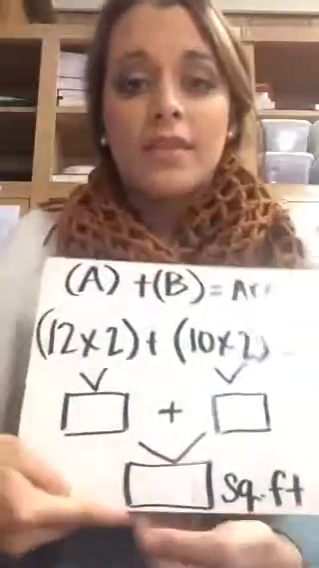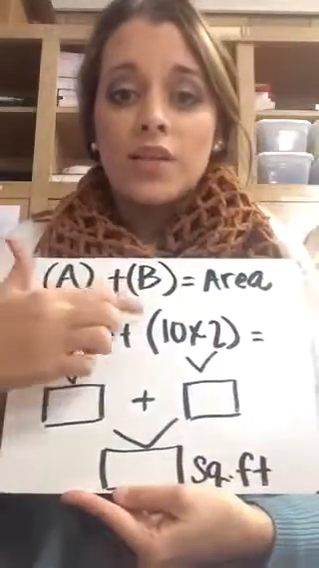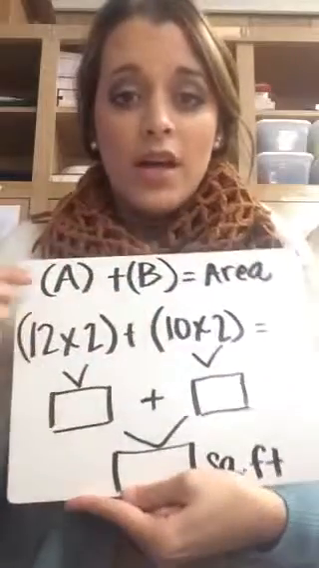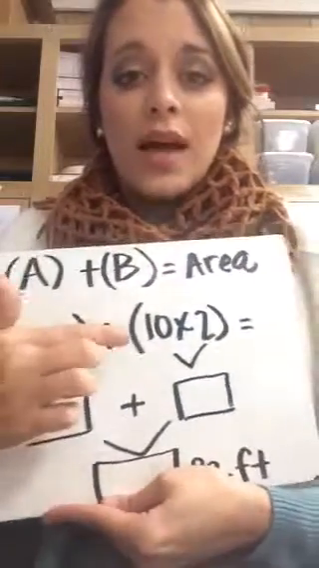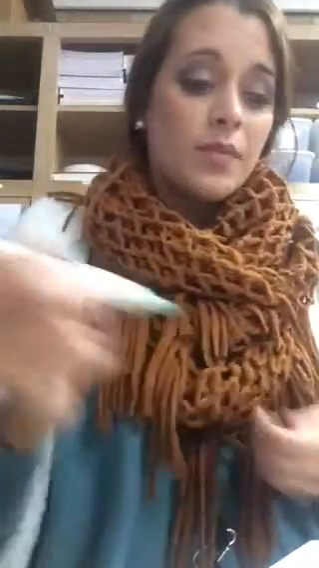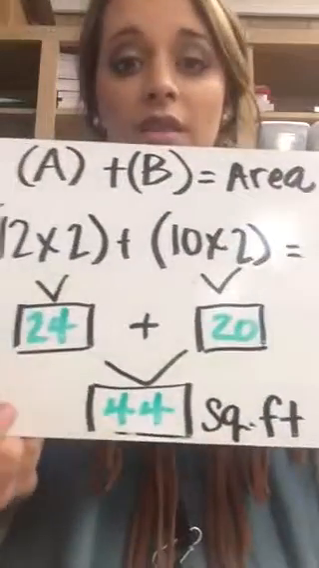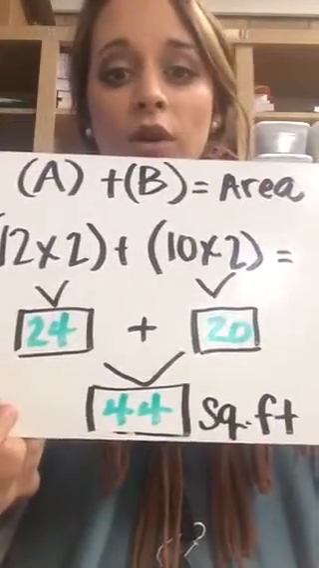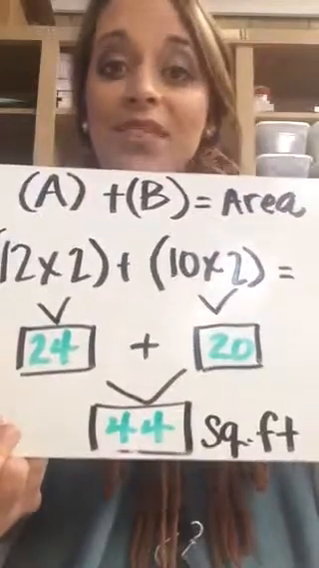To find the area of our figure, you're going to take your formula from figure A plus your formula from figure B. So we're going to do 12 times 2 plus 10 times 2. So we know that 12 times 2 is 24. So we'll put it in the blank. And 10 times 2 is 20. And then we add 24 plus 20, which equals 44. So therefore, for our large figure that we started with, our area is 44 square feet. That's all.